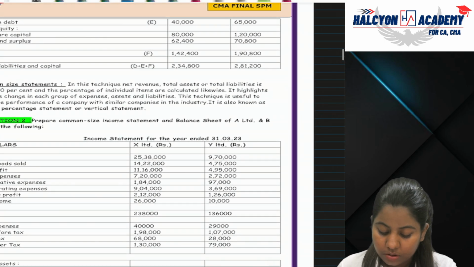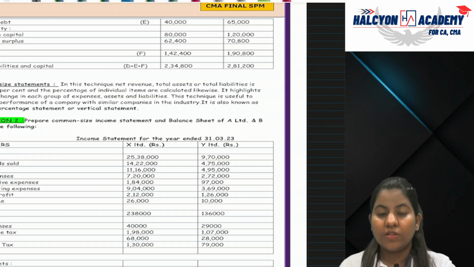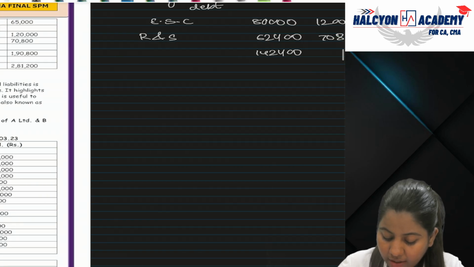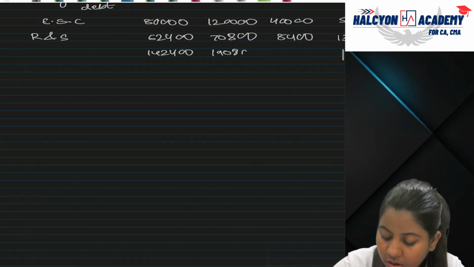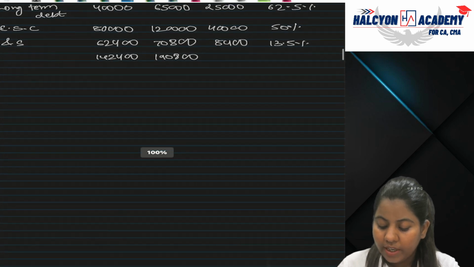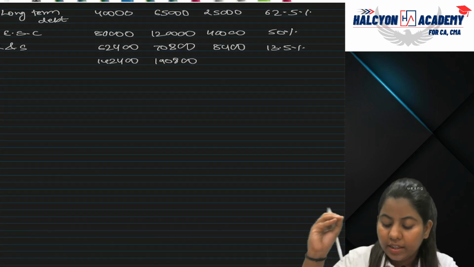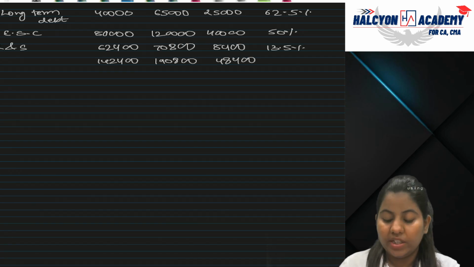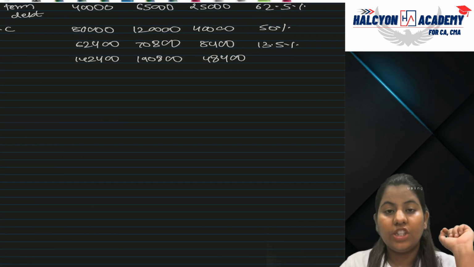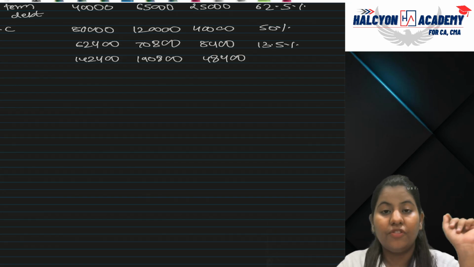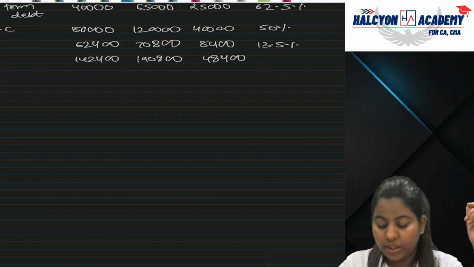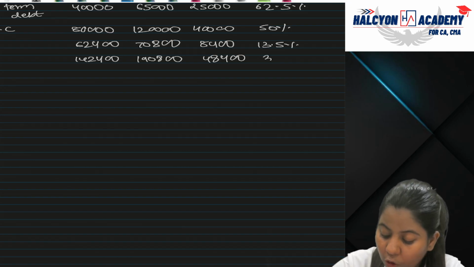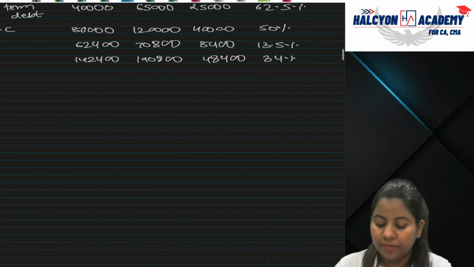Then the total of owner's equity: 1,42,400 and 1,90,800. So in total it has increased. The owner's equity is increased by how much? By 48,400 rupees. And the percentage change will be 48,400 divided by 1,42,400 into 100. So it will be 34%. Exact 34% it will be.